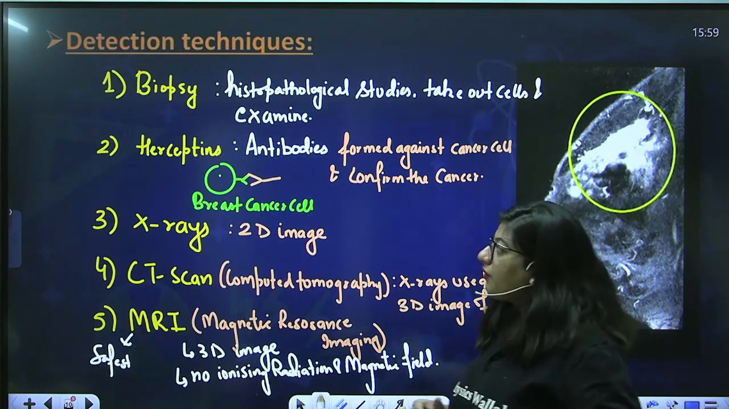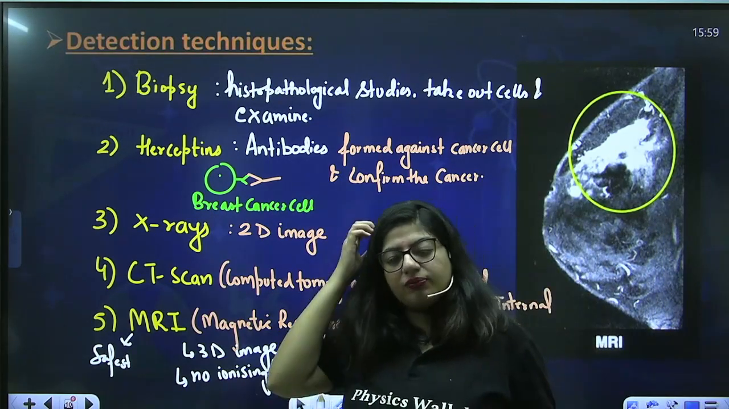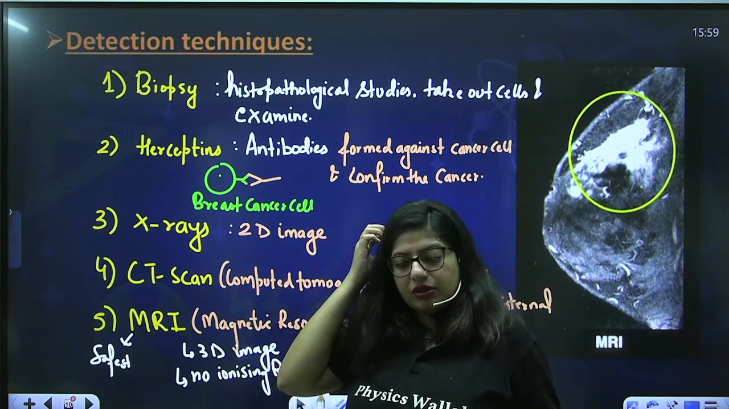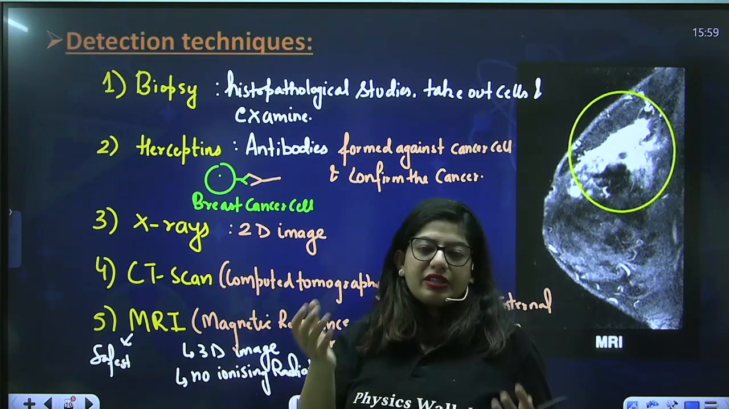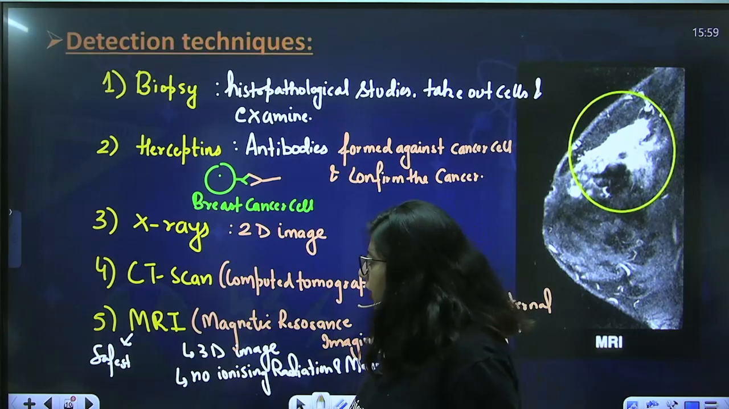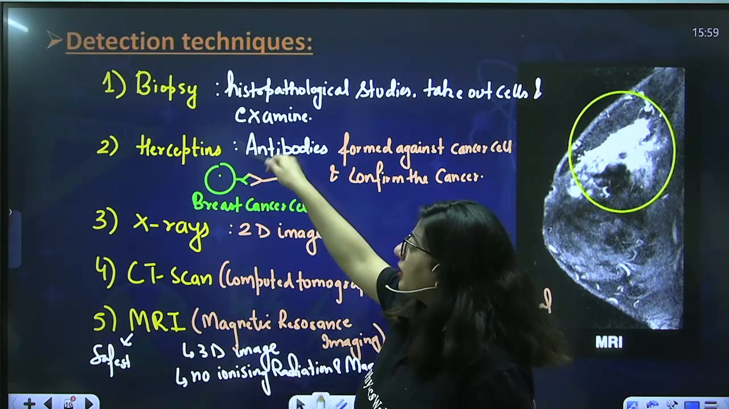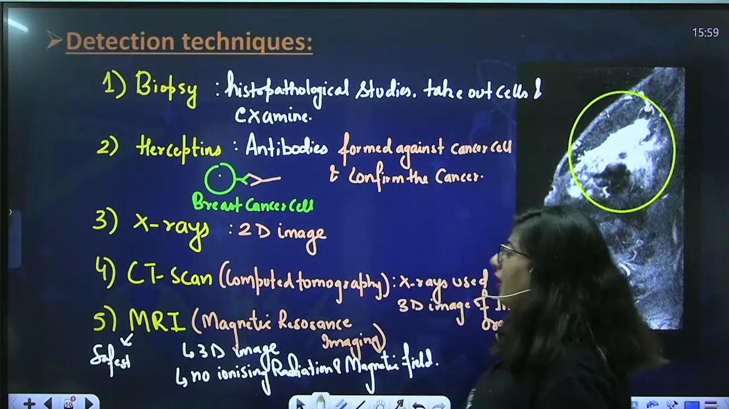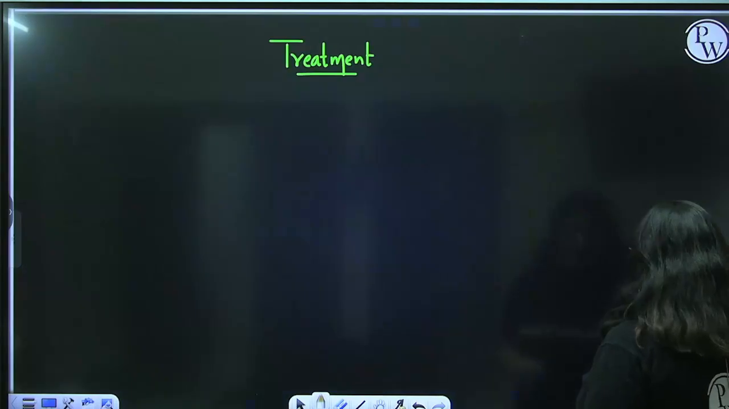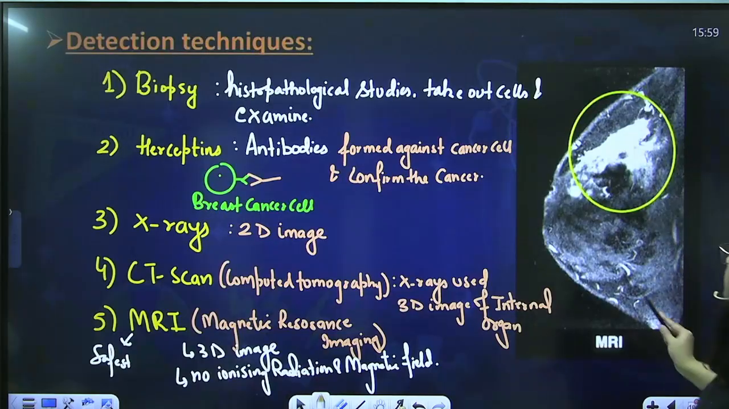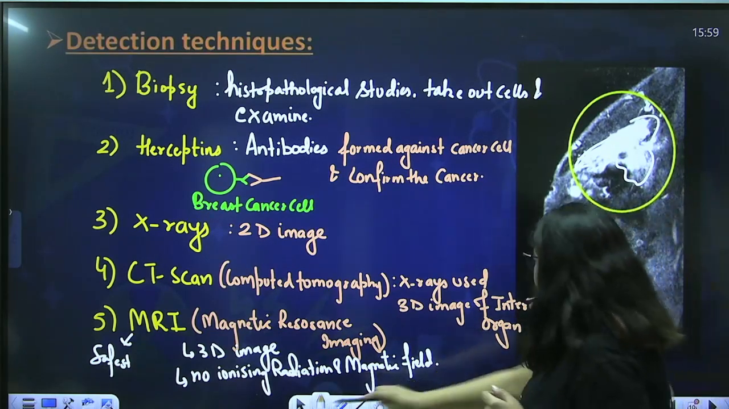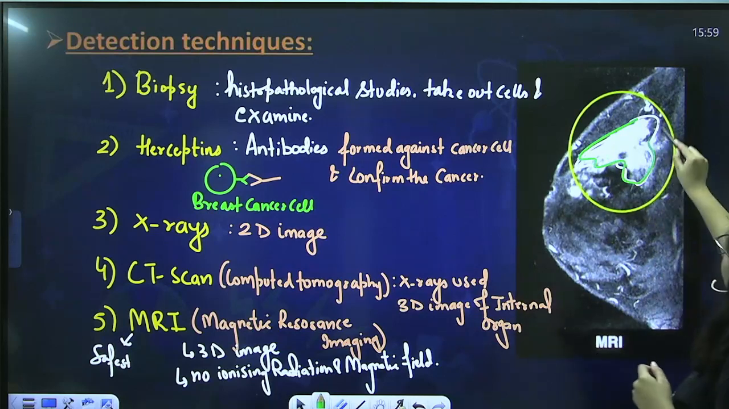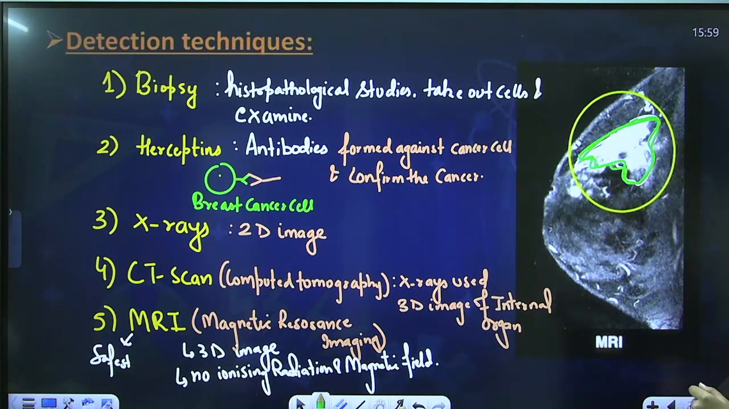So usually, when the doctor thinks that a person is susceptible to having cancer, they are asked to go for these tests. These are the last resorts. Okay, so someone is having cancer. You can see this image. This is an MRI image of a breast cancer, and you can see how the tumor looks like in MRI. This one. These cells are the tumor cells.